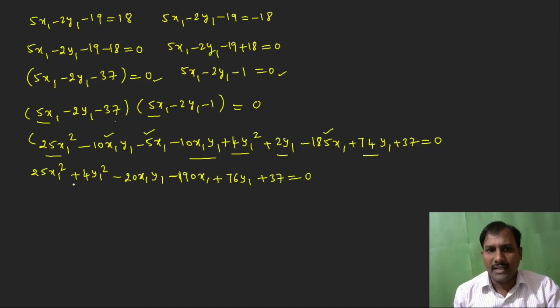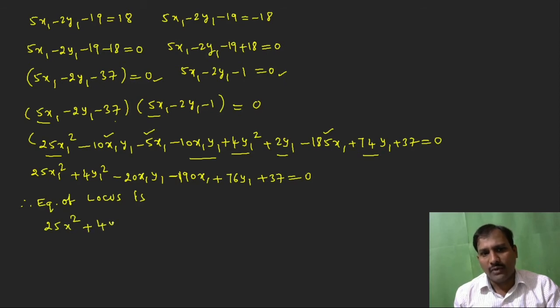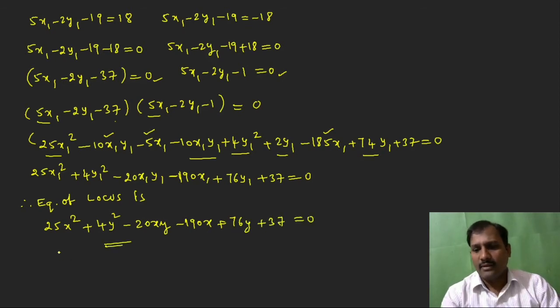Now replace x1 and y1 by x, y, then you will get the equation of locus. So that is 25x square plus 4y square minus 20xy minus 190x plus 76y plus 37 equal to 0. Okay. Next question.